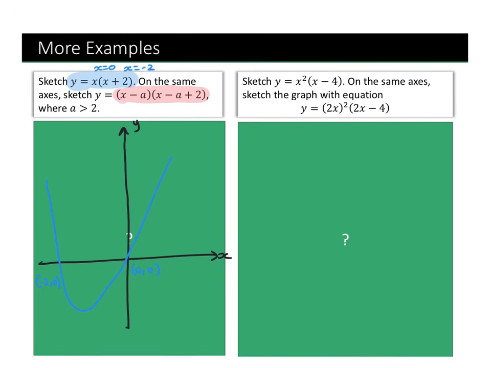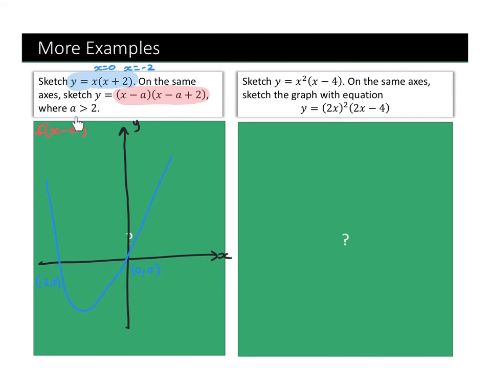What's happened here is that it's told us x minus a. So instead of writing x, it's x minus a. So we are actually now going to be drawing the function f of x minus a. Our f of x was x bracket x plus 2. We're now going to be drawing x minus a because instead of writing x, they've written x minus a. So our new function is f of x minus a because they've substituted that into the first equation.